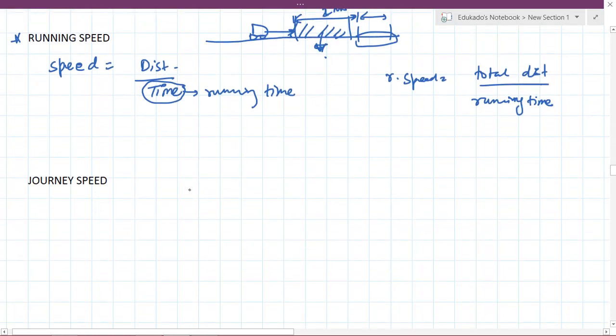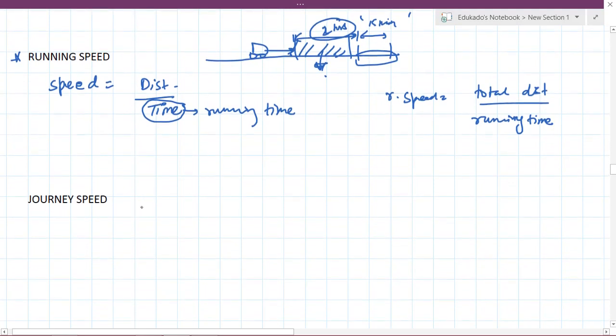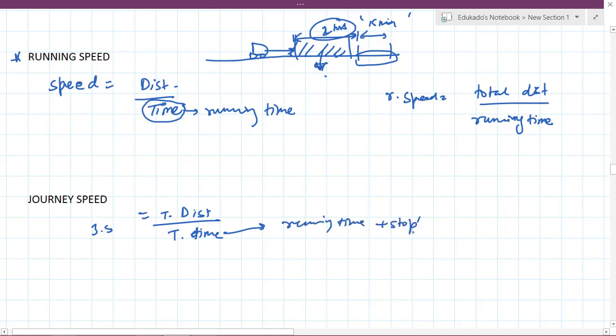Now if I talk about the journey speed, that means you also include the time you have rested. For example, in the running speed you will just observe the 2 hours, you will not include the 15 minutes lapse. But for the journey speed, it will be equal to total distance divided by total amount of time. The total time is the running time plus stoppage, which you also call break time.